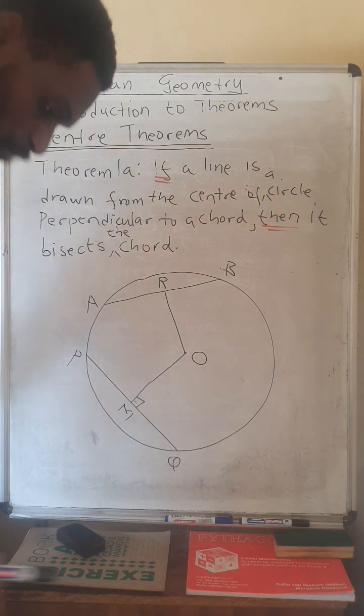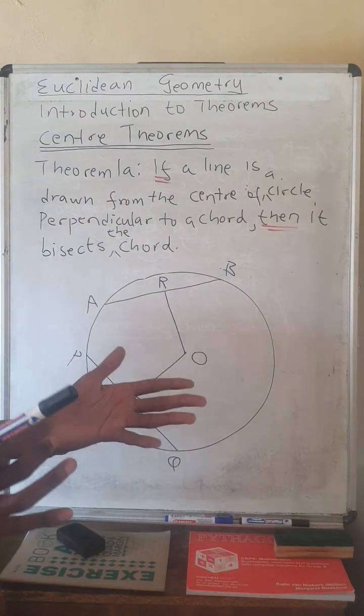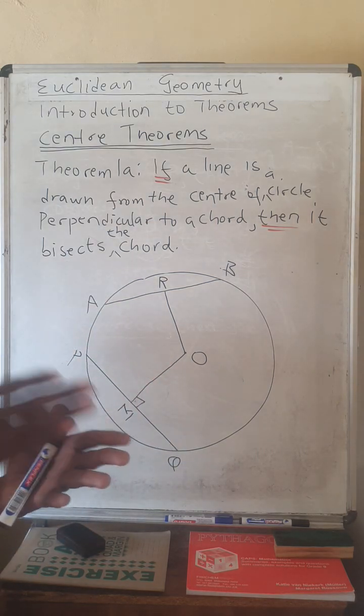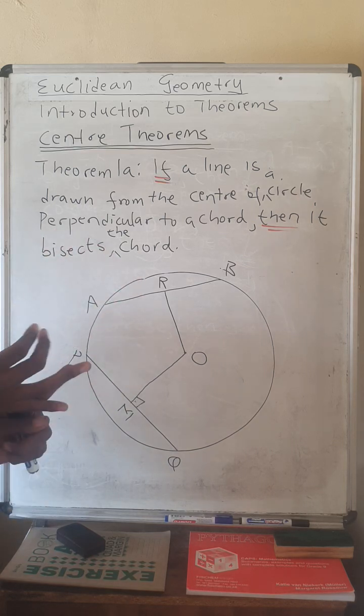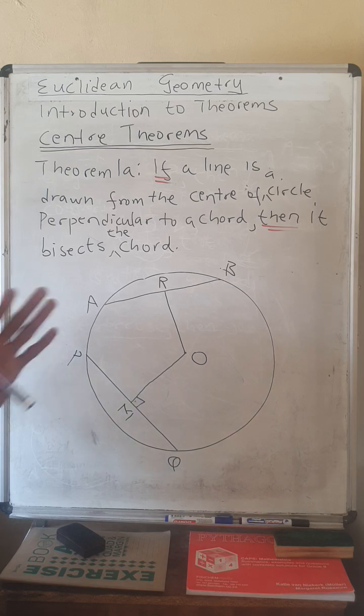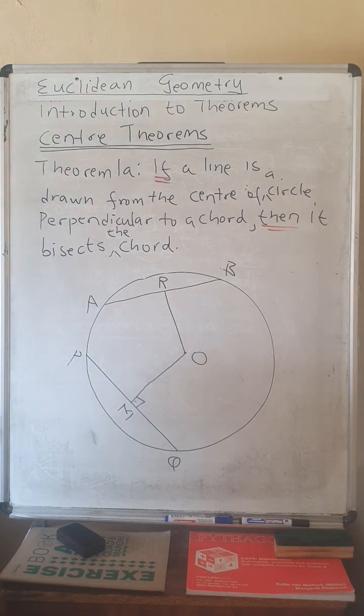What is to bisect? To bisect means to divide, to cut, to split something into two equal parts. To divide, split, cut something into two equal parts. One thing that I want you to understand is that it is possible for a line to split another line. It is possible for a line to cut another line. It is possible.